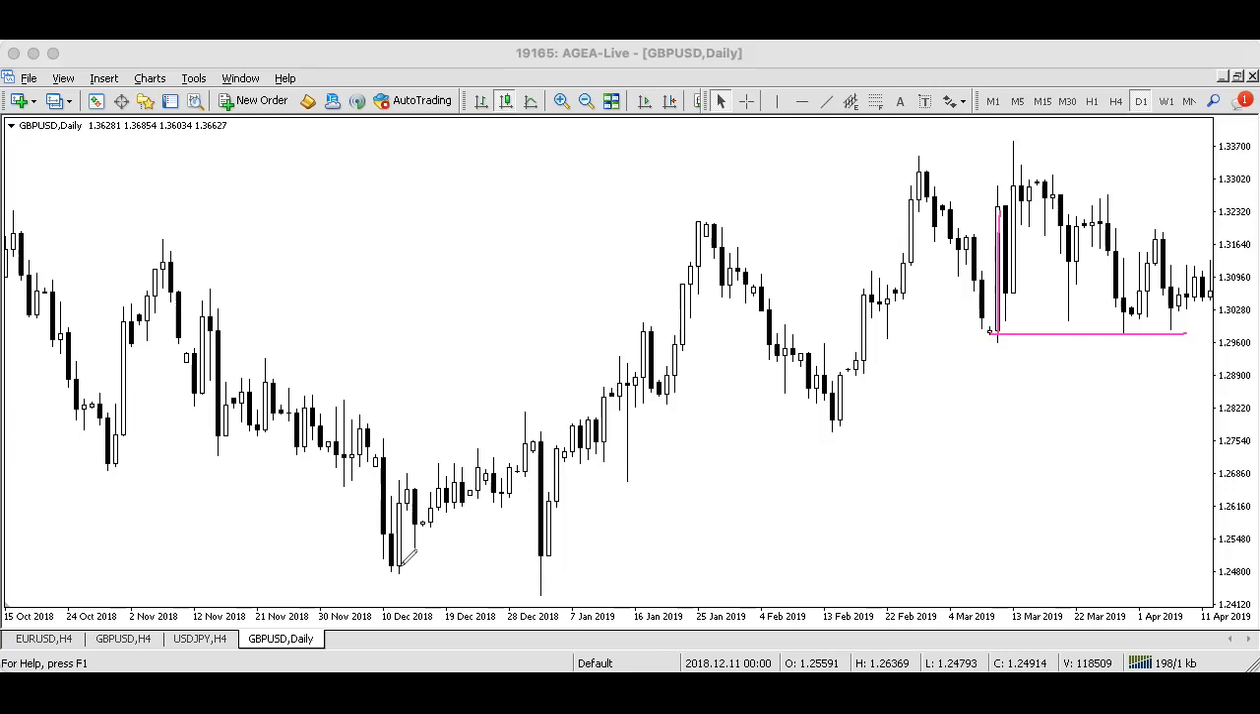Here's a typical example. Have you seen this big bullish candle here? Prices went all the way up and came to retest it again at this level. So prices came to retest this big candle, and that's a good demand zone.